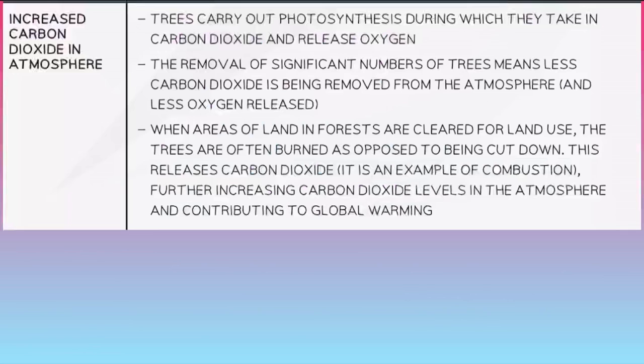Trees carry out photosynthesis for their food process, during which they take in carbon dioxide and release oxygen for humans to take in. The removal of significant numbers of trees will mean that less carbon dioxide is removed from the atmosphere, which will cause greenhouse emissions.